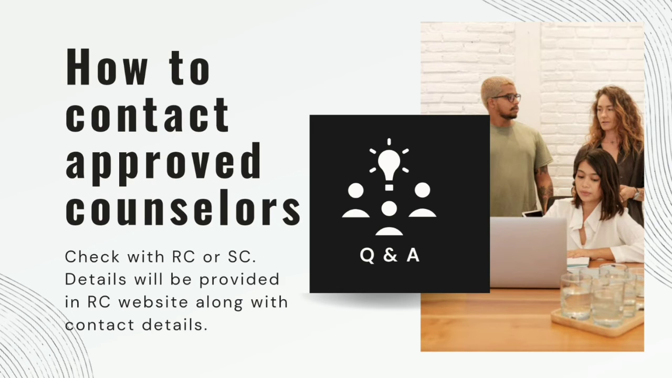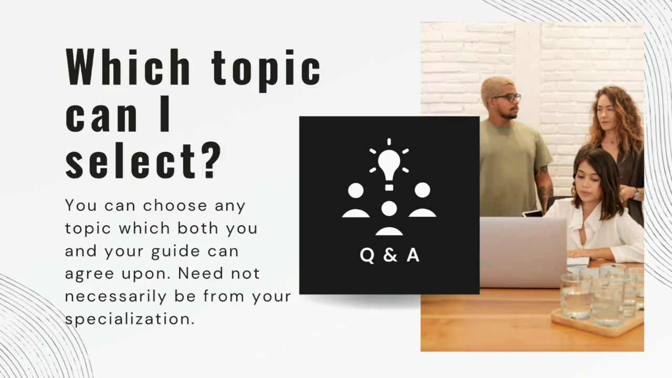Now, how to contact approved counselors? Again, check with your RC or your study center. They will give you the details. You can go and check the website of RCs also. There also you will get lists. Personally, I had checked the RC Kochi website. They have it in the important links section. So RC Kochi guys, you can directly head to your RC Kochi website, go to the important links section, and I think the first or second link itself is a list of approved academic counselors. Okay, so that is how you can get connected with approved counselors.